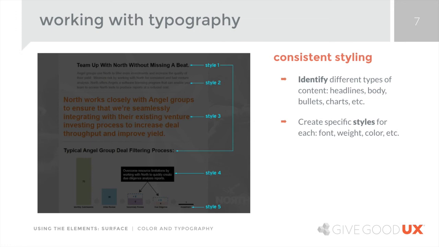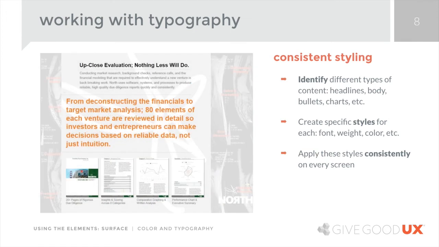Style 1 is for the main headline. Style 2 is for the body content. Style 3 is for call-out text. And style 4 and 5 have to do with information that appears in chart or graphic form. So we've created very specific styles for each type of information that we're going to surface. Now what we do is we apply those styles consistently on every subsequent screen. And here's an example of how we do that.